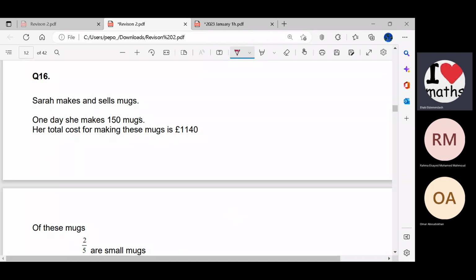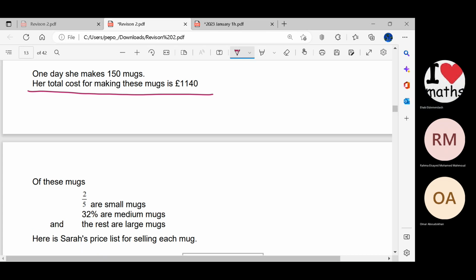Sarah makes and sells mugs. One day she makes 150 mugs. Okay. The total cost of her making it was 1,140. So that was the total. Of these mugs, 2/5 are small mugs.